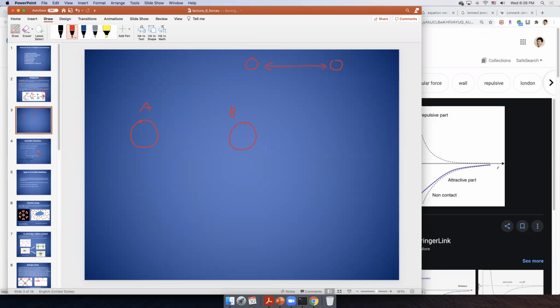Let's say an atom, if it's neutral, actually it's not homogeneously neutral. Each atom is composed of a nucleus and electrons. The nucleus, of course, is positive. Electrons are negative. So the nucleus is positive, but the electron cloud is negative. So the charge distribution for atom A is like that. For atom B, it's the same.